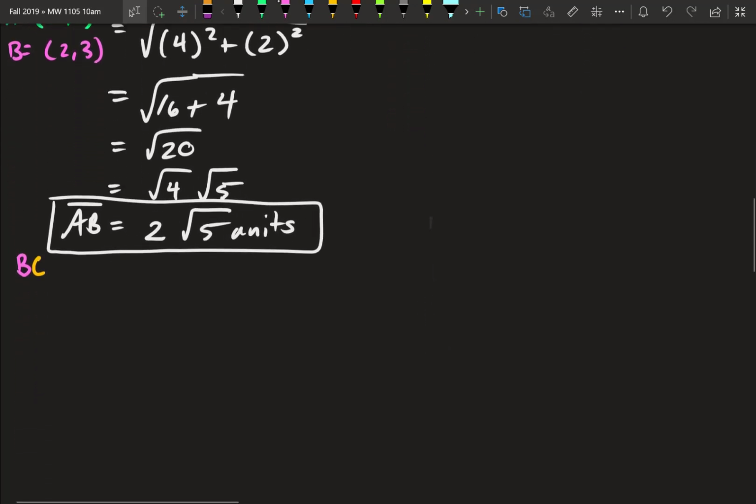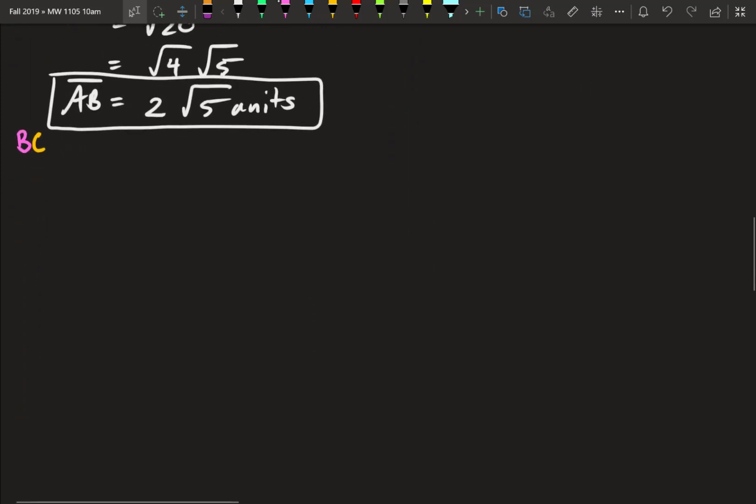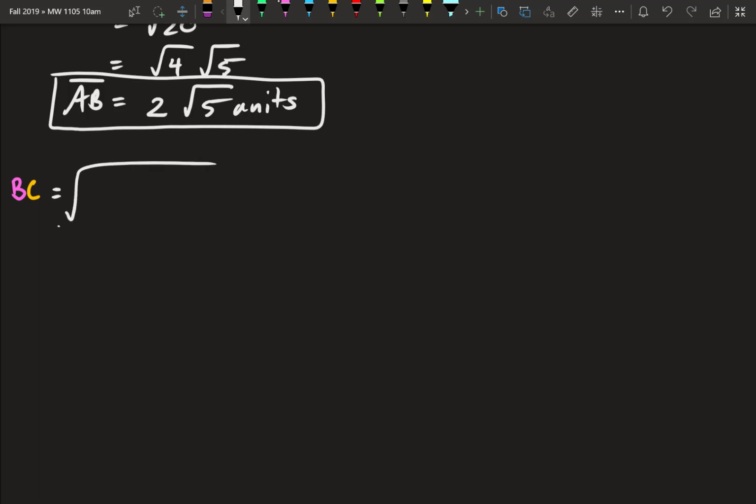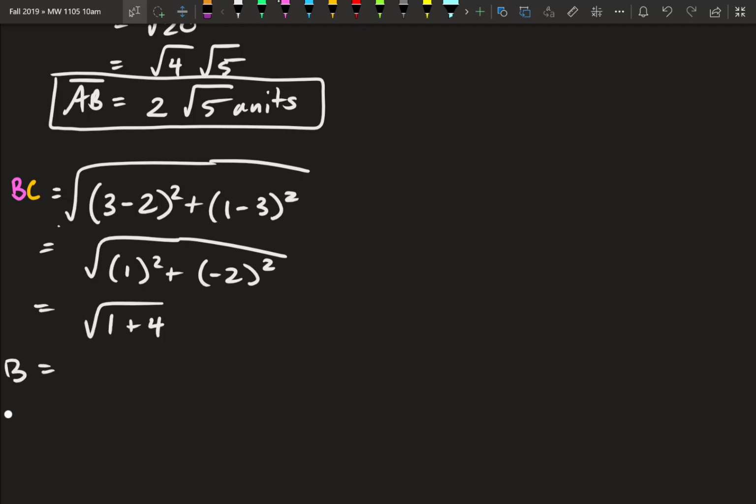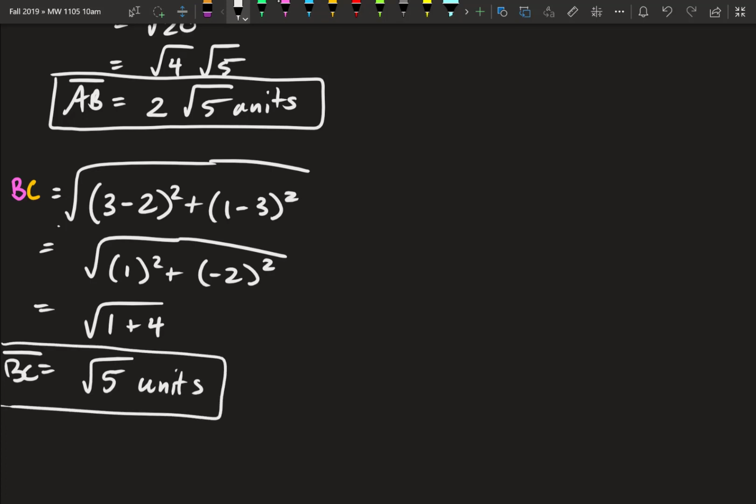Alright, we're going to do the same thing for BC. So we're going to use B and C numbers. I'm not going to rewrite them. Let me move that down a little bit. Alright, we're going to use our distance formula, which we do have up there. So we have x2, which is 3, minus x1, which is 2 squared, plus y2, which is 1, minus y1, which is 3 squared. So we have 3 minus 1, which is 1 squared, plus 1 minus 3 is negative 2 squared. So we have 1 plus 4. So the distance between B and C is square root of 5 units. Now we can't simplify square root of 5 because it's prime, it's just 1 times 5, that's it.